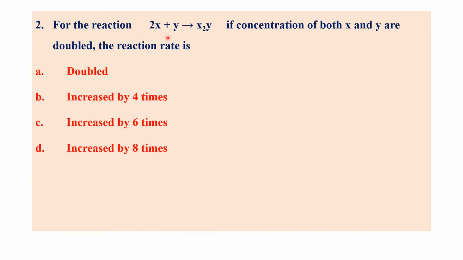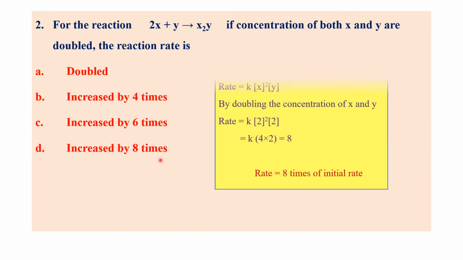For the reaction 2x plus y will result in x2y, if the concentration of both x and y are doubled, the reaction rate is doubled, increased by 4 times, increased by 6 times, or increased by 8 times. So we will solve it.